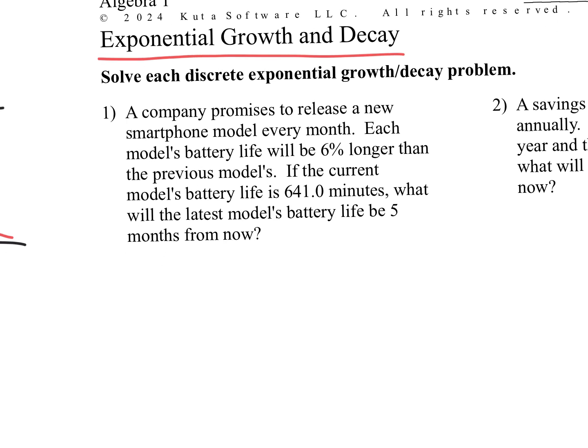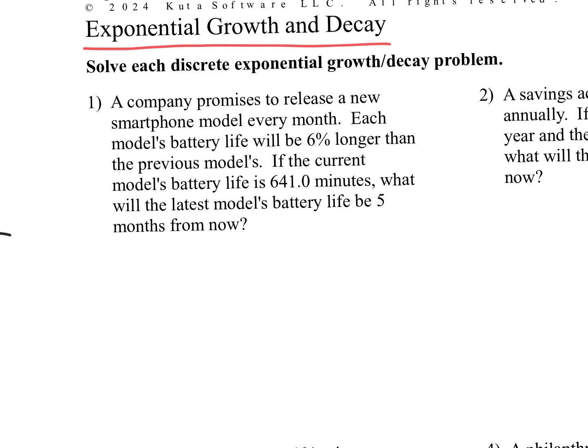So, looking at example 1, again, don't write this whole problem down. We're just going to talk about it. It says a company plans to release a new smartphone model every month. Each model's battery life will be 6% longer than the previous models. If the current model's battery life is 641 minutes, what will the latest model's battery life be 5 months from now? First thing we need to figure out, is it growth or is it decay?